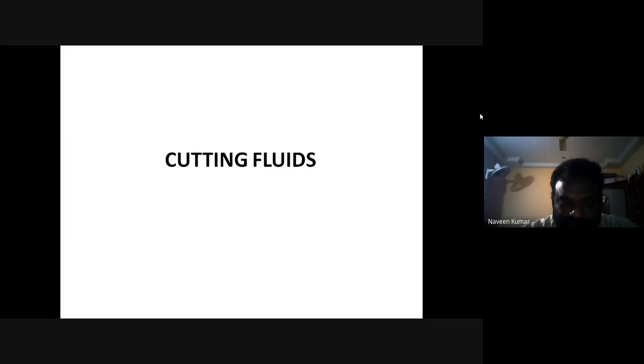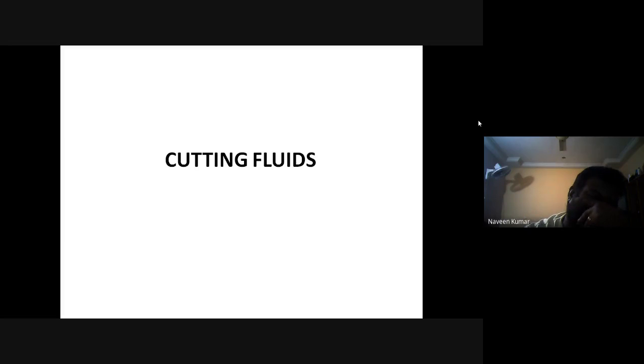Next, cutting fluids are of two types. First one, soluble oils. Second one, cutting oils.